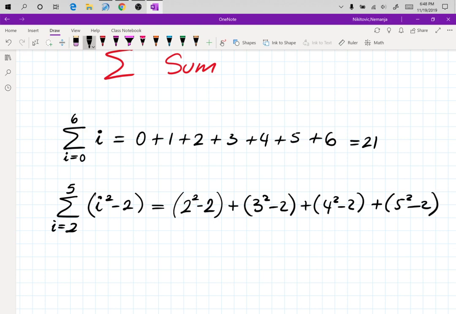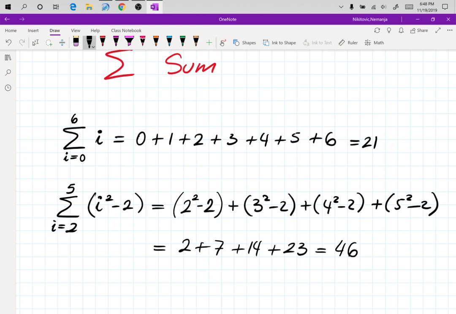So you can see that this i goes through all integer values in between the two numbers that you are given on the sum. You just cycle through all of them, and now you compute. 4 minus 2 is 2, 9 minus 2 is 7, 16 minus 2 is 14, and 25 minus 2 is 23. So that's 46. So summation notation allows us to write these things in compact form.